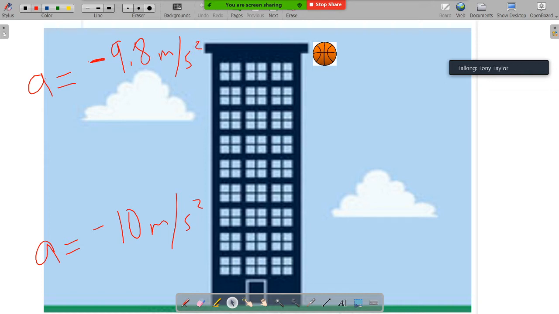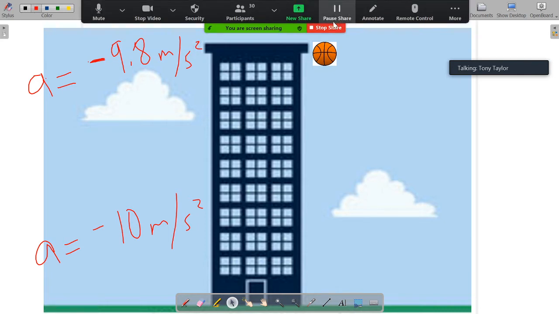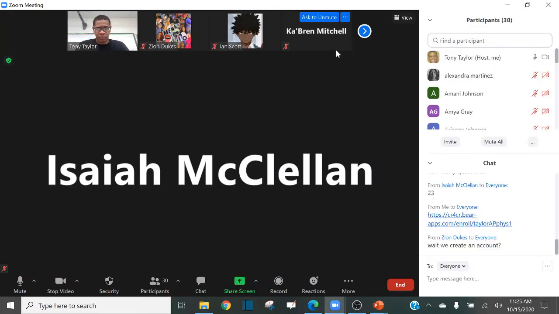But in the absence of air resistance, if I could suck all of the air out of this room right now, this paper will accelerate at a rate of negative 9.8 meters per second squared, if there were no air particles in this room. So that's what this number means. It applies in the absence of air resistance. Okay. Now, let us move on.